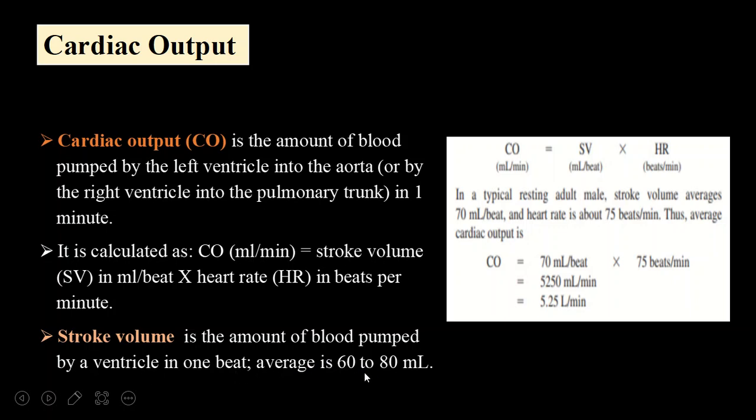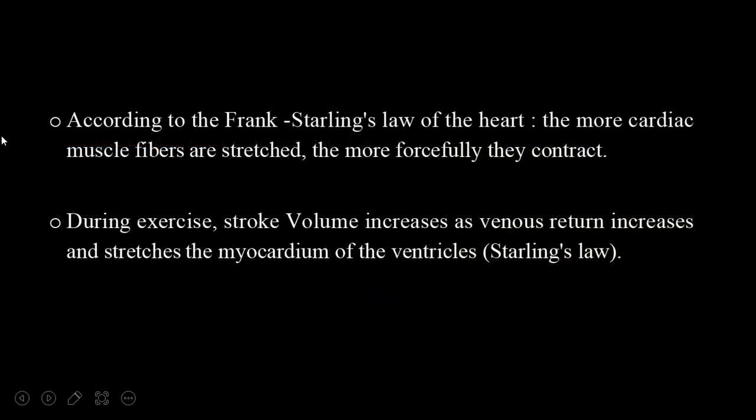So the stroke volume is the amount of blood pumped by a ventricle in 1 beat. The average is 60 to 80 ml. The normal stroke volume is 60 to 80 ml. So here, the stroke volume is normal, which is 70 ml per beat. According to Frank Starling's law of the heart, the more cardiac muscle fibers are stretched, the more forcefully they contract. And during exercise, stroke volume increases as venous return increases and stretches the myocardium of the ventricles.